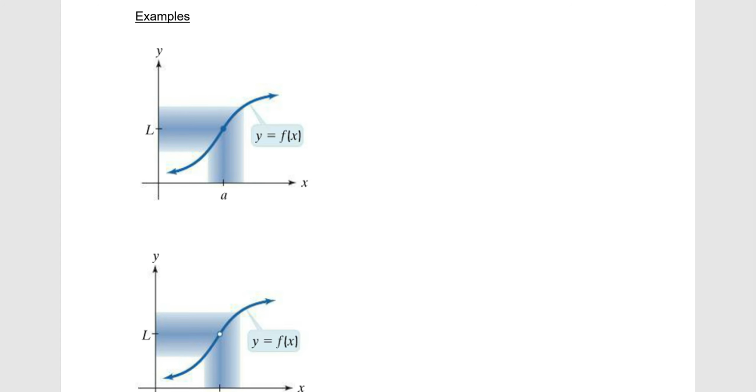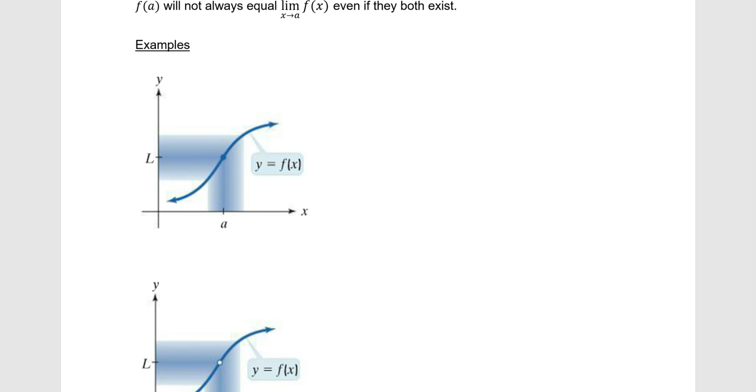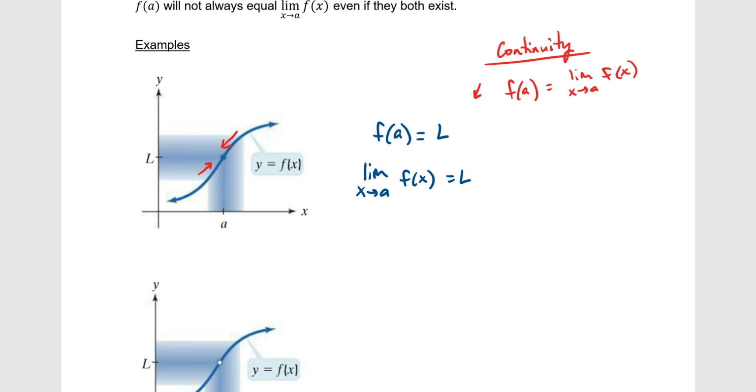So example 1, this first example, we can see that f of a, the function evaluated at a, equals L, right? That's just going straight up and then straight across to the y-axis. f of a equals L. In this particular case, the limit of f of x as x approaches a also equals L, because as we get closer and closer to it, it looks like the y value is also approaching L. And in fact, right here, this is actually the definition of continuity. When the limit of f of x as x approaches a equals f of a, that means it's continuous at that point.